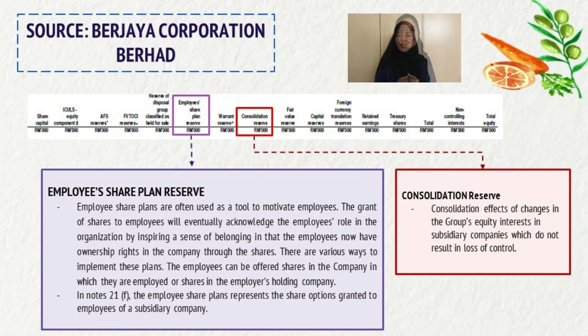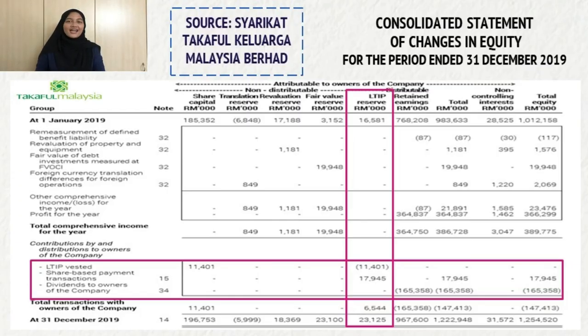Meanwhile, consolidation reserve only occurs when the amount paid by the holding company for its interest in a subsidiary company is less than the underlying net asset value. Hence, it is classified as general reserves. Let's look at another example in the statement of changes in equity of Syarikat Takaful Keluarga Malaysia Berhad.